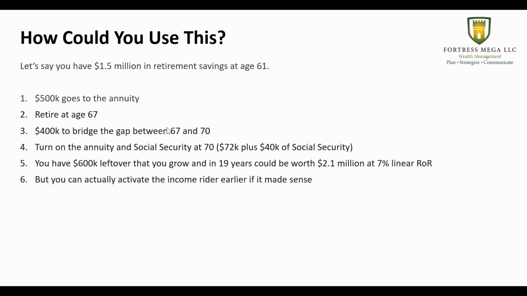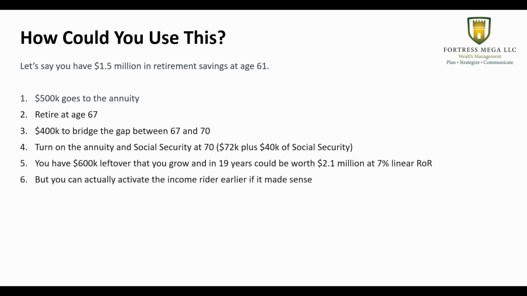So how do you use something like an income rider? Well, this is a tool where you're trying to take money away from market risk and get guaranteed income at some point later in life. So let's assume you have $1.5 million at age 61. You can invest this in asset allocation models, target date funds. I mean, the world is numerous of the types of investments you can put $1.5 million in. But one of the things you could do is you could take $500,000 out of this and buy one of these income riders. And so you do this at age 61.